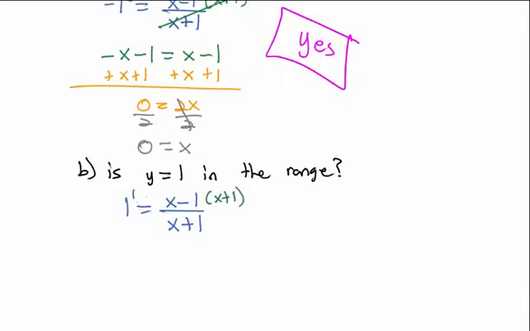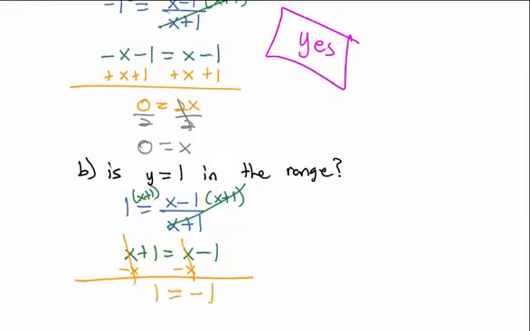Multiply both sides by the denominator again to clear it of x plus 1. Gives us x plus 1 equals x minus 1. Get the variables on one side by subtracting x from both. Notice x minus x is 0 and x minus x is 0. We're left with 1 equals negative 1. Except it doesn't. 1 and negative 1 are very different numbers, so we will say no, we never got an answer. Y equals 1 is not in the range.